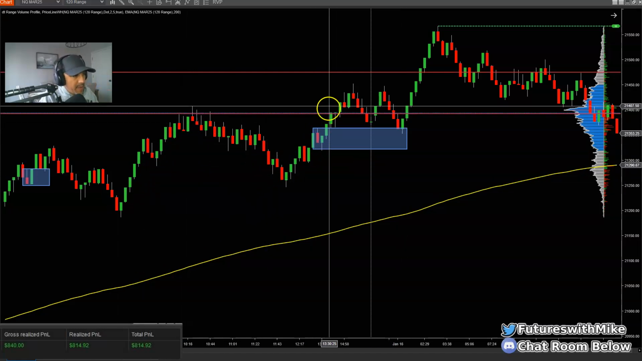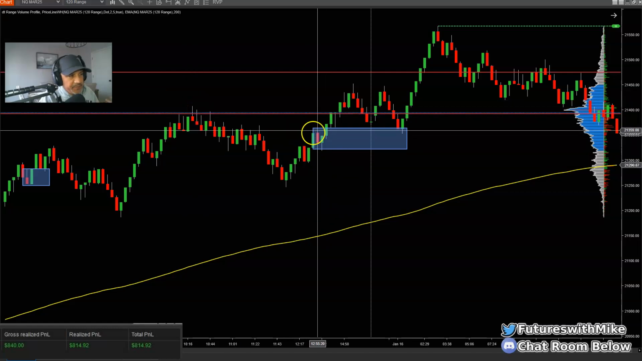Market pushed up, pull back, breaking structure above these highs right here, leaving this area of demand resting right here, okay? This is a high probability setup.